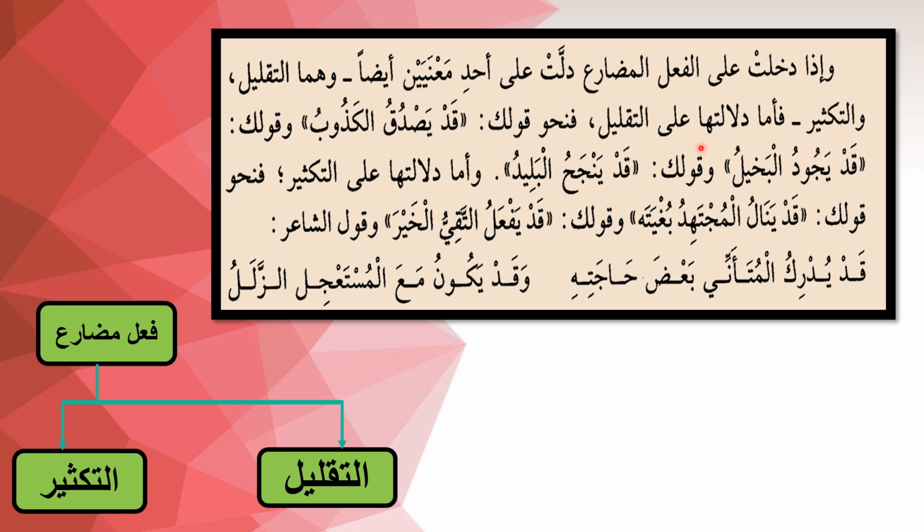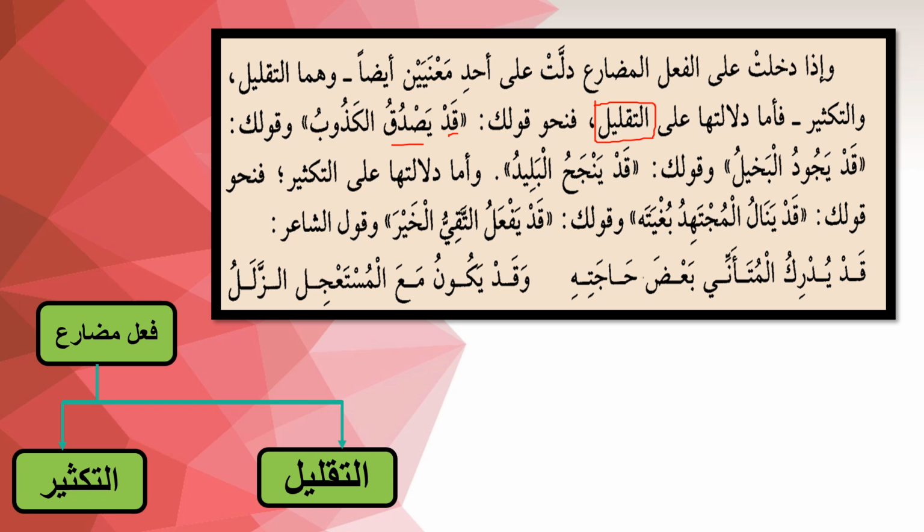وأما دلالتها على تقليل. So here we will see the meaning of تقليل. And let's see the example. So the first meaning taqleel, and let's see the example here. قد يصدق الكذوب. So there is a qad before a present tense. So this means that giving the meaning of less. That means the liars hardly they are honest. They hardly speak the truth.